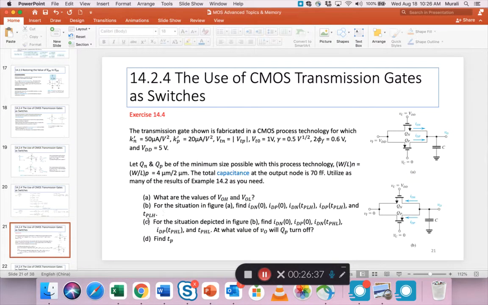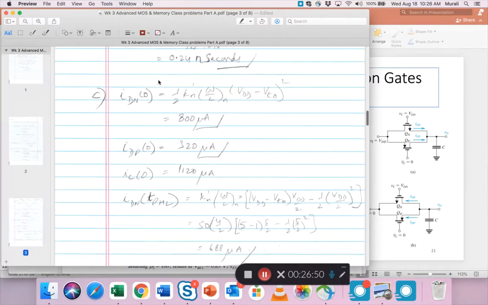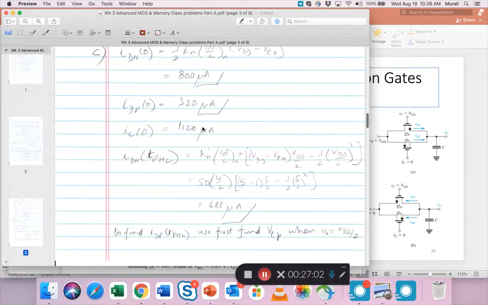Part C is about high to low, right? Part C says we are talking about this figure where the input has now gone low or 0, and the output has to then fall down, right? So to do that, most of the same formulas we use. First we find current at 0, which is really the same. Current in the PMOS at 0, also which we found already. The total current is the sum of the two.